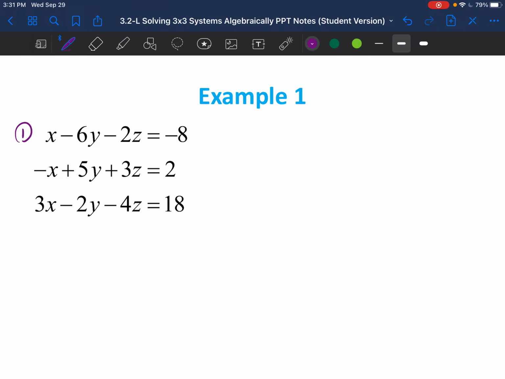And so now we have 3 equations. Pick an equation and pick a variable to solve for, just like we did on the warm-up. And so here I'm going to pick equation 1, variable x, because this variable doesn't have anything I'm going to have to divide by in front of it. And so if I solve for x, I move everything else to the other side. So it would become positive 6y, positive 2z minus 8, moving these two to the other side.